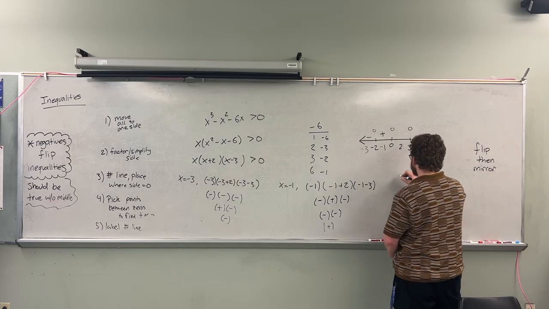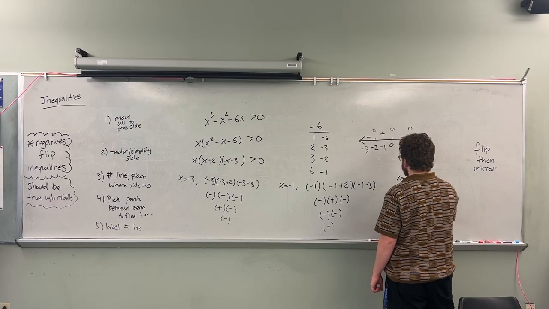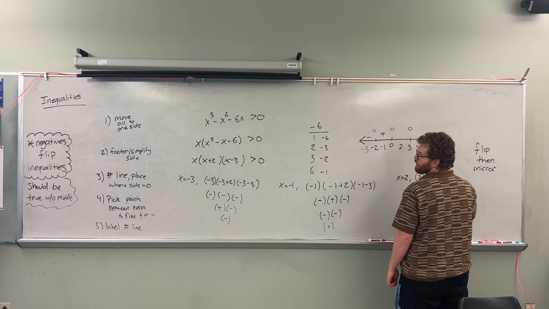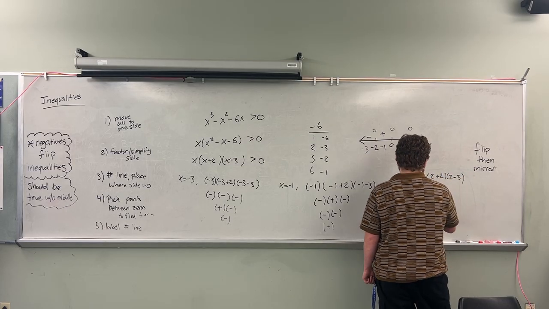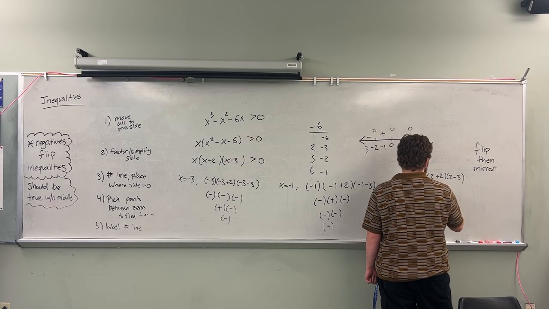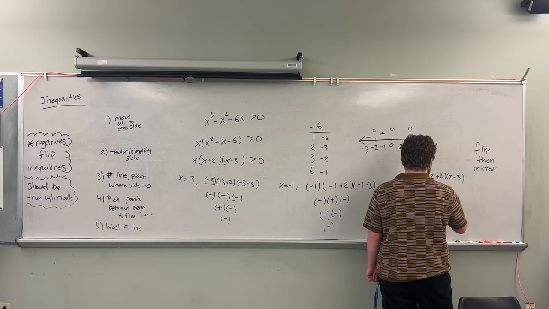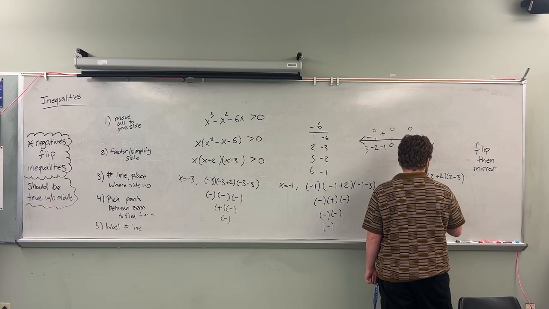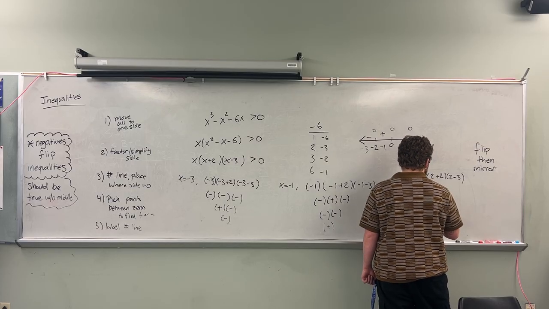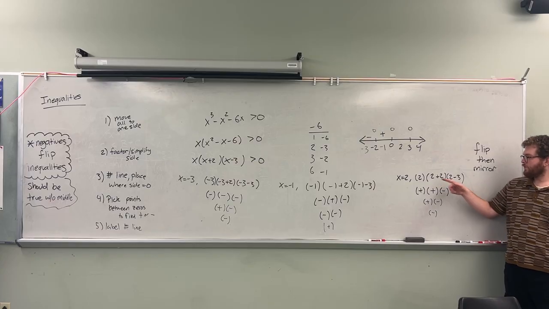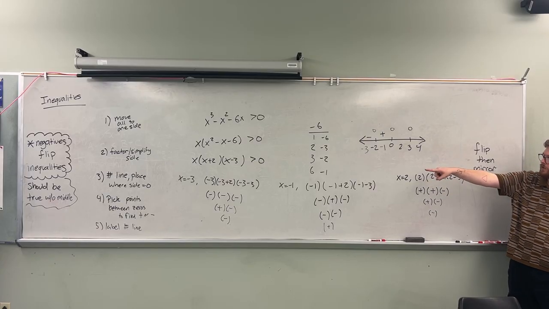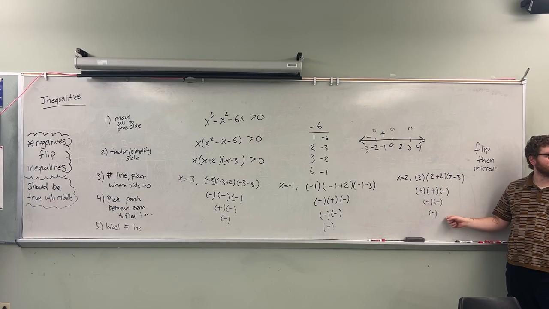Now I'm going to plug in 2. I get 2, 2 plus 2, 2 minus 3. 2 is positive. 2 plus 2 is 4, which is positive. 2 minus 3 is negative 1, which is negative. Positive with positive is positive. Positive with a negative is negative. Sorry if I was blocking the board for this half of the room over here. So just plugging in 2 into that equation over there, I get that the value there is going to be negative.